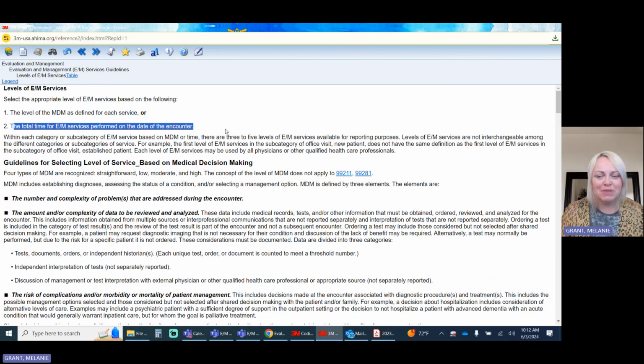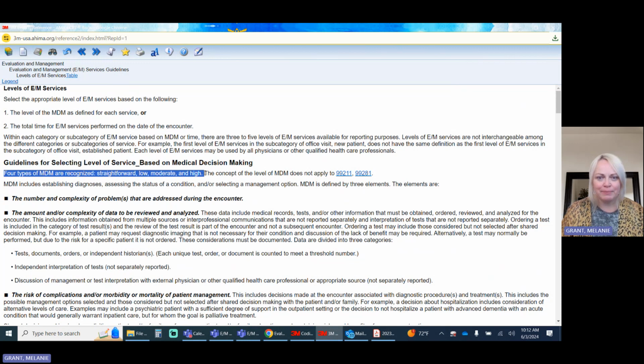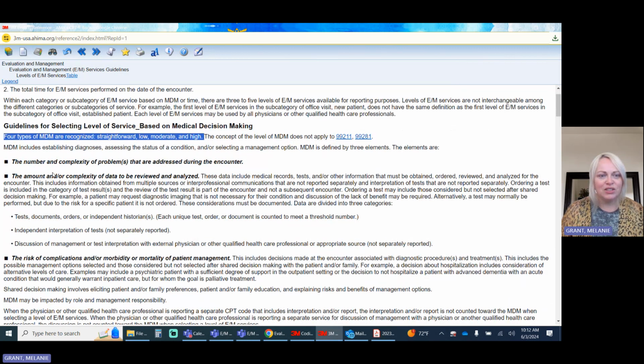For the medical decision making, there are a lot of guidelines. The things to remember is that medical decision making is classified to 4 types: straightforward, low, moderate, and high. And of course, this will change depending on the E&M code itself. Don't let that throw you off. This is always going to be the same on how we select these, with the exception of some of your ER visits.